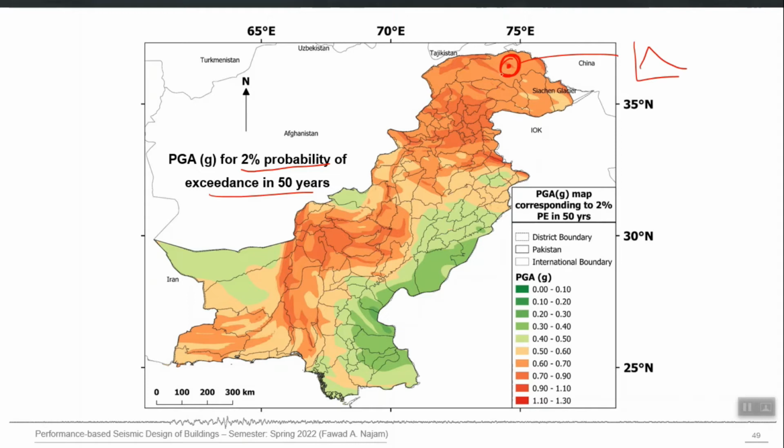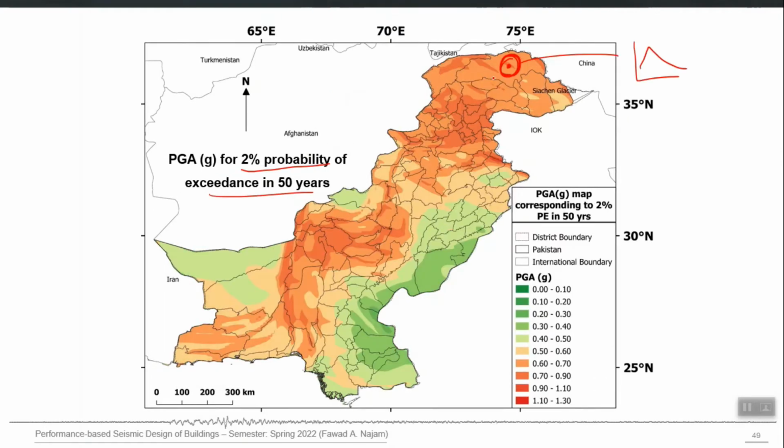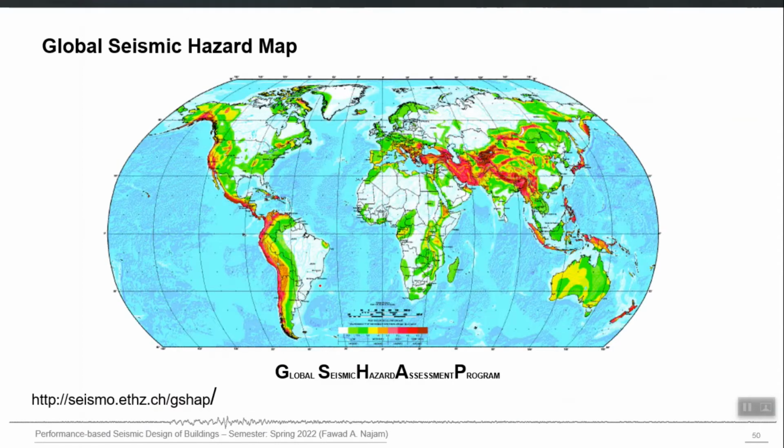And then also different maps for different hazard levels. DBE level, different map. MCE level, different map. Similarly, service level, different map. Or any other intermediate level, different map, right? So PSHA will also give you hazard values at different definitions of hazard: 2% probability of exceedance, 10%, 5%, 20%. You can just run it again and get new values.